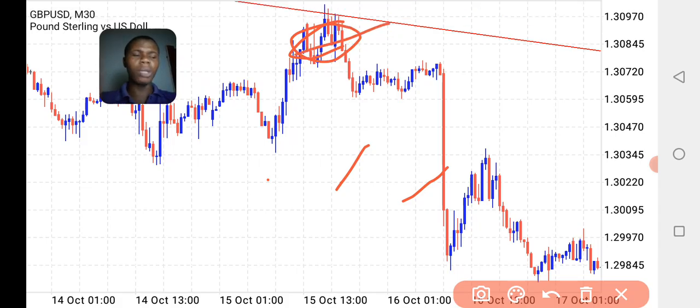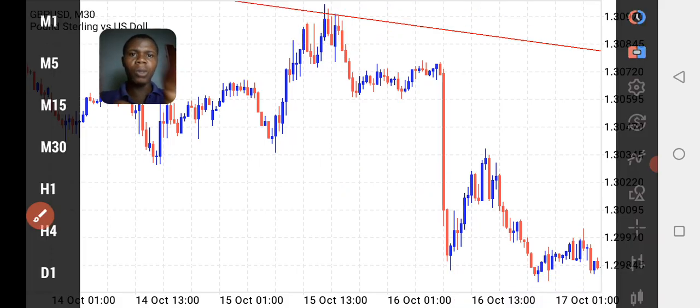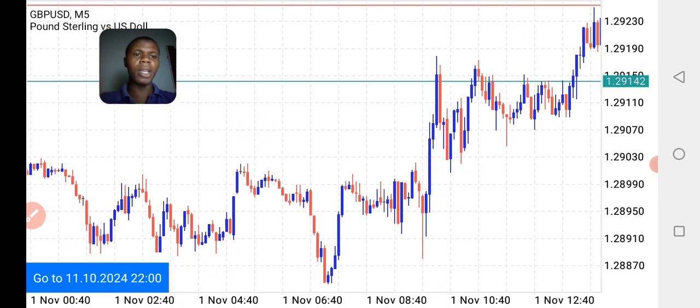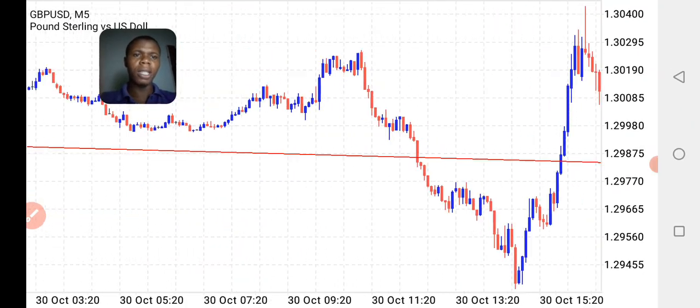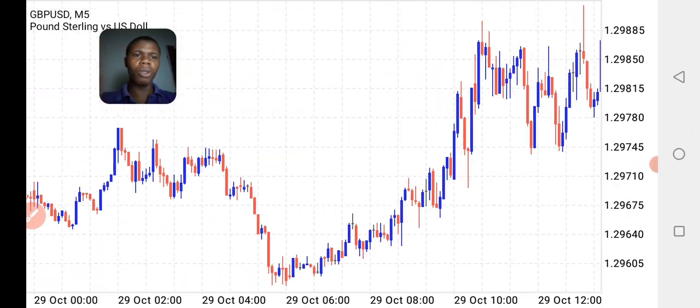So what we're going to be doing is going down to 5 minutes to confirm what we just saw here and how we can get involved in the chart. So, going down to 5 minutes here.